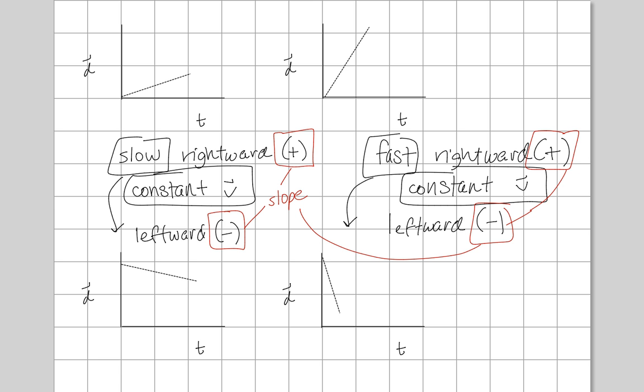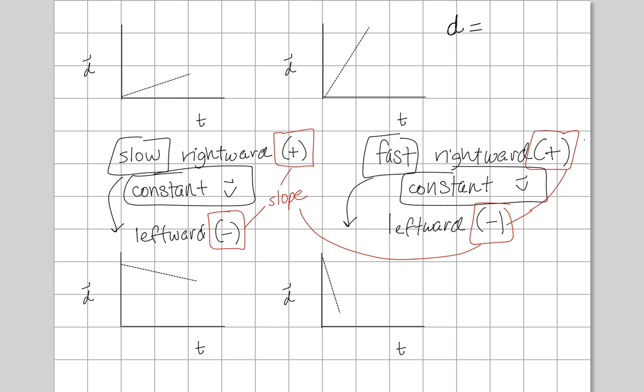Okay, so reviewing from last day, we have our displacement time graphs, often called position time graphs. If it's linear, what kind of motion is it? Constant motion, so uniform motion. So we are allowed to use this formula here.